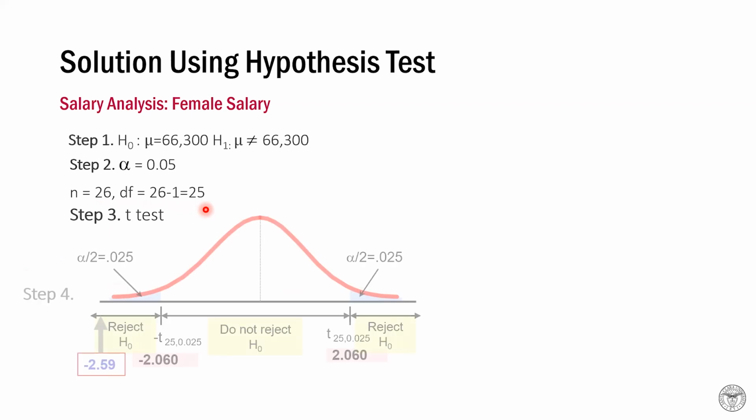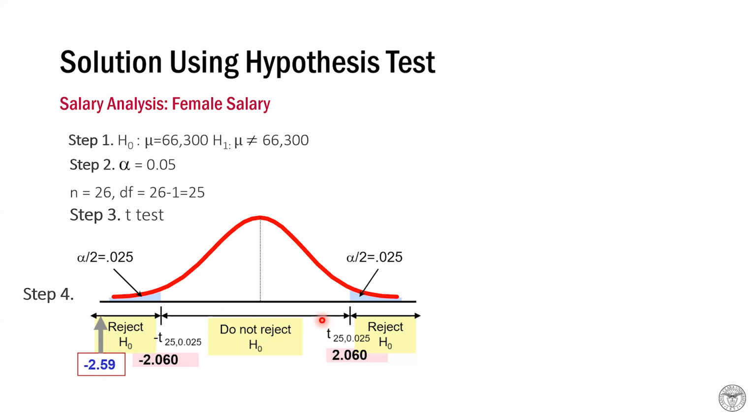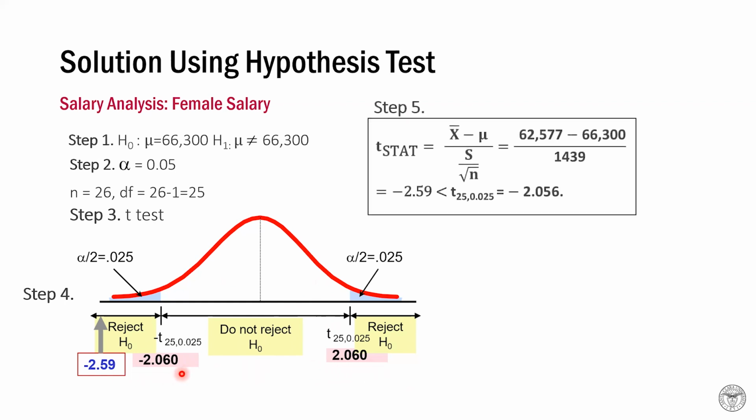Step 3, because we do not know the standard deviation, we are going to use the t-test for this hypothesis testing. Step 4, we formulate the decision rule. As we already know, after checking the t-table, the critical values are given by the positive 2.060 and negative 2.060.